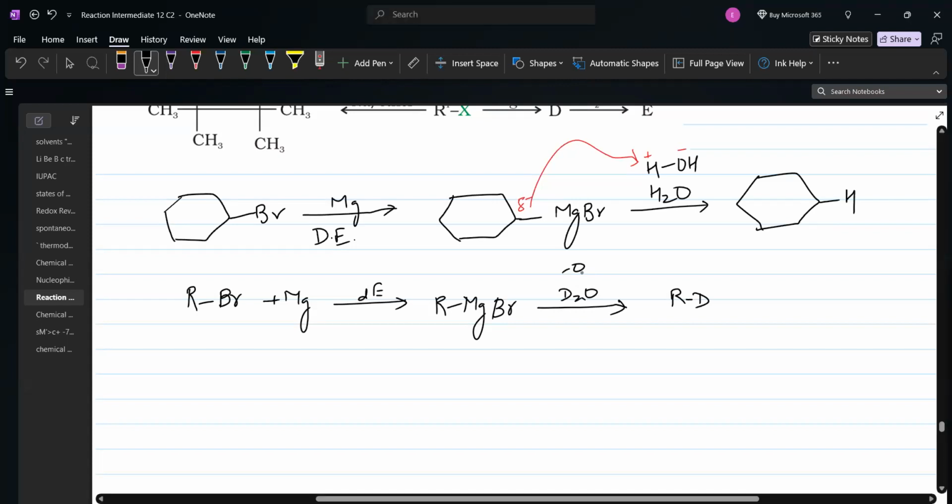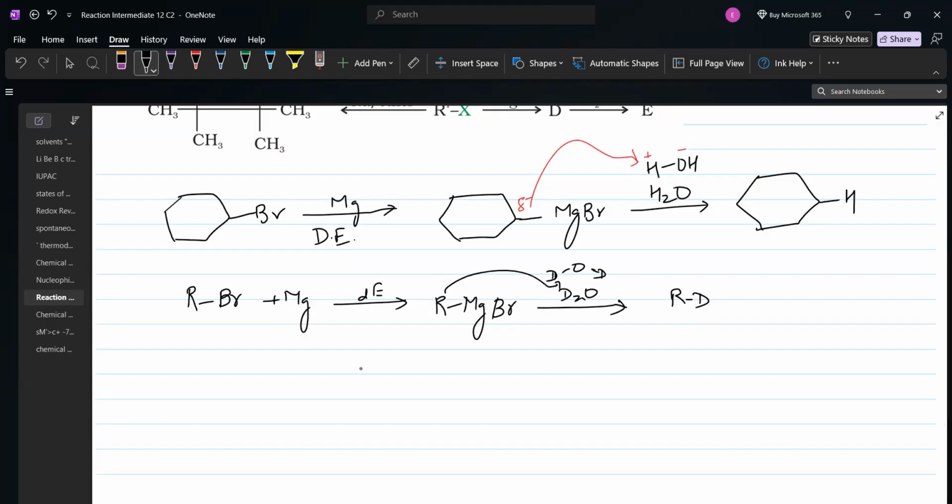Because R has attacked on D2O, one of the structures which I can draw here is like this. So obviously it will attack on this D, and RD will form. Understood, everyone? Yes, sir. And sir, another product will be formed with MgDO, right?